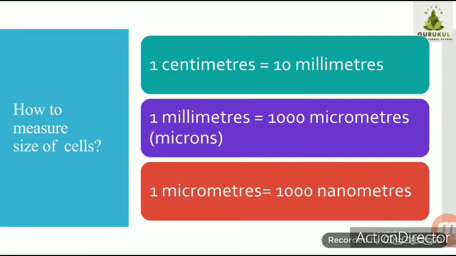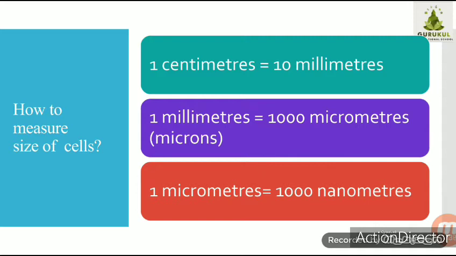As we are saying, the size of a cell is very small. We cannot observe it through the naked eye. Then, how to measure the size of the cells? So scientists have discovered certain units. Now, on the screen you can see, first in a green band I have written the unit 1 centimeter.